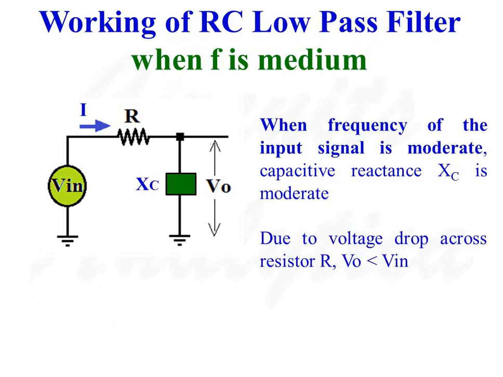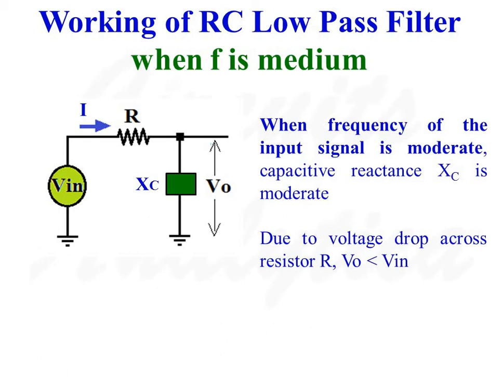Now let us discuss the operation of RC low pass filter when frequency of the input signal is in the mid-ranges or moderate. Capacitive reactance Xc is moderate. So due to voltage drop across resistance R, output voltage V0 will be less than Vin.